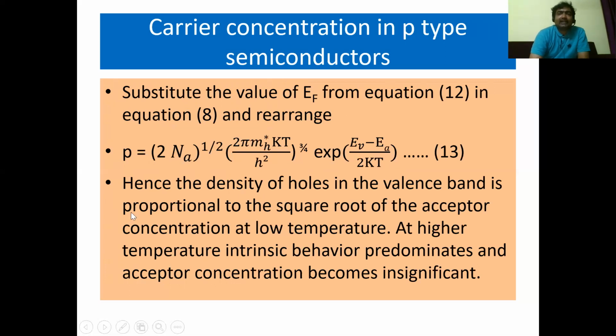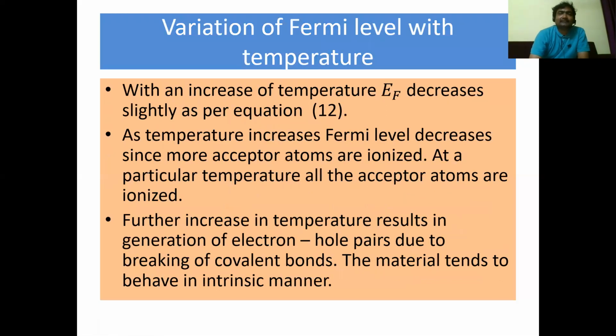So from this what we can conclude is P is directly proportional to Na to the power of half, which means that the density of holes in the valency band of a p-type semiconductor is directly proportional to the square root of the acceptor concentration. This is true at low temperatures. At high temperatures, intrinsic behavior predominates and acceptor concentration becomes insignificant.